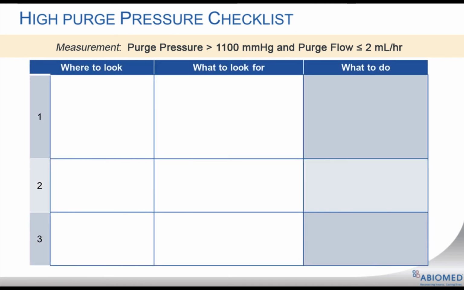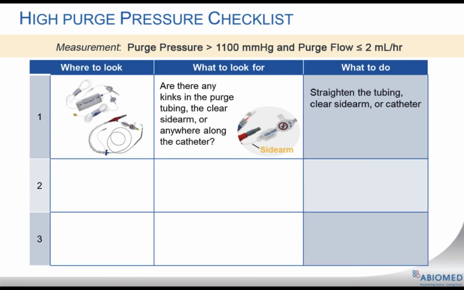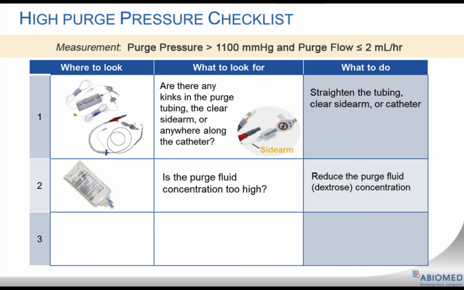Check for kinks in the purge tubing or anywhere along the catheter. If visualized, straighten the tubing, sidearm, or catheter. Second, check the purge solution to ensure that D5W is being used. In the event it is not, the concentration should be lowered to D5W with heparin.